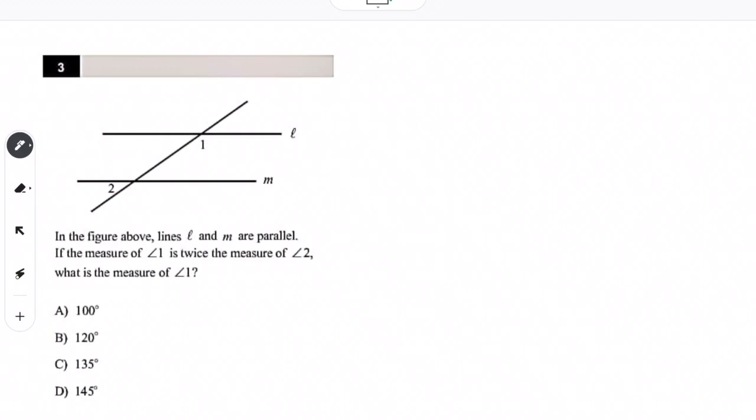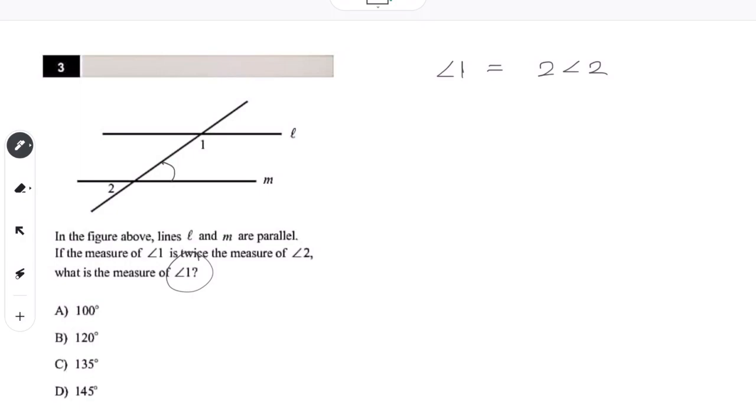In order for us to find the measure of angle 1, we can use the angle measures of angle 2 to find angle 1. So first of all, the first thing we know is that angle 1 is twice the measure of angle 2. So angle 1 equals 2 times angle 2.